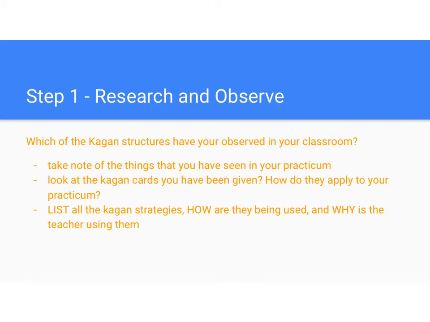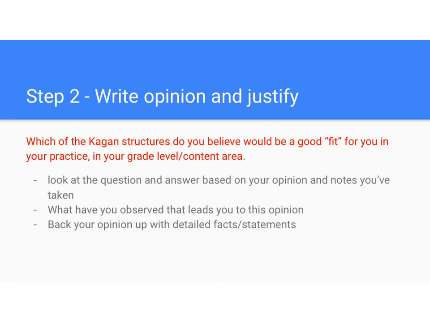Remember, your facts are in this first part, and then you're going to bullet point them, arrange them into sentences, and then eventually help them flow. Then, after that, you're going to write your opinion. What do you think would actually be a good fit? Based on what you have seen, you're going to write down your opinion. Then say what you think would be a good fit in your practice. And, of course, why? Why do you think that would be a good fit?